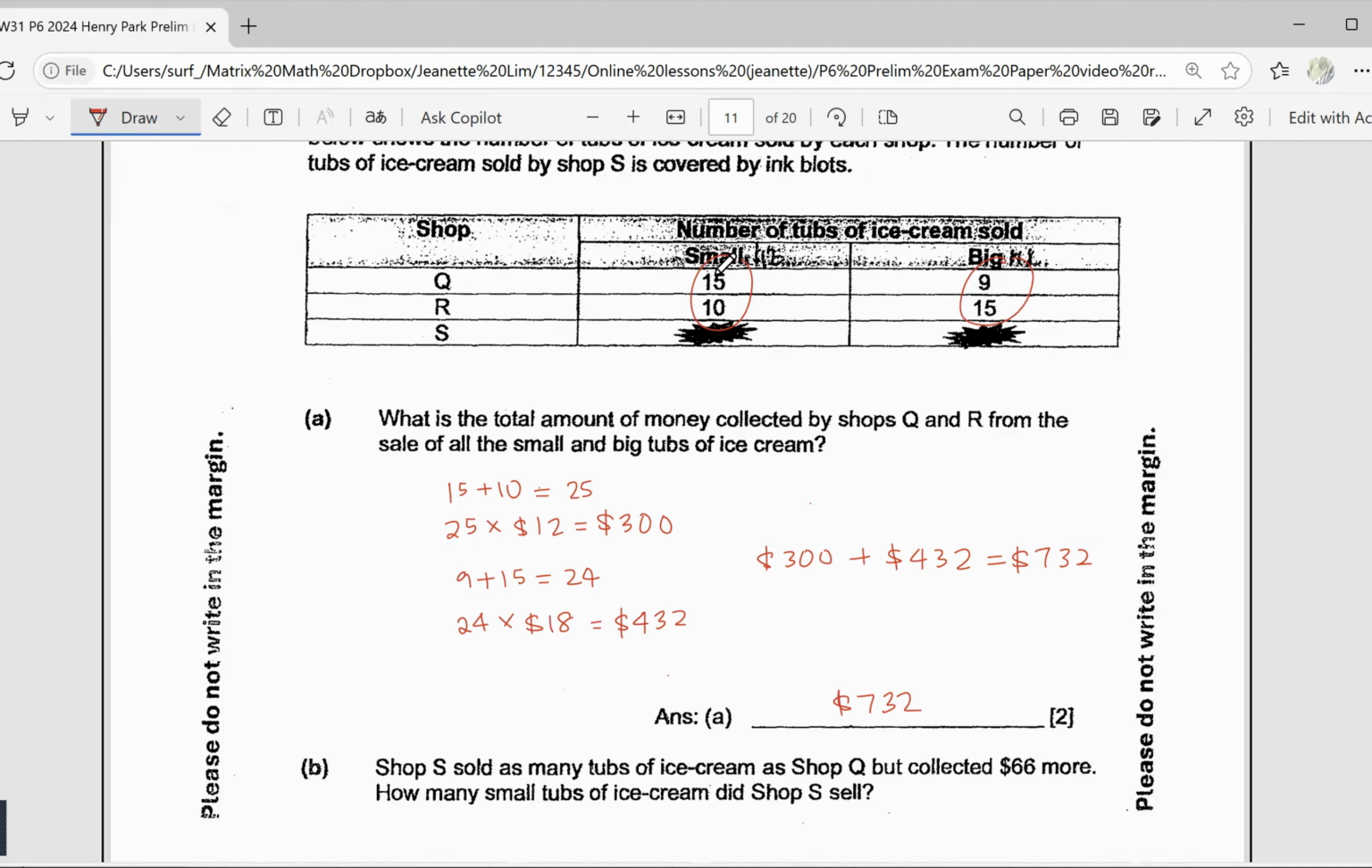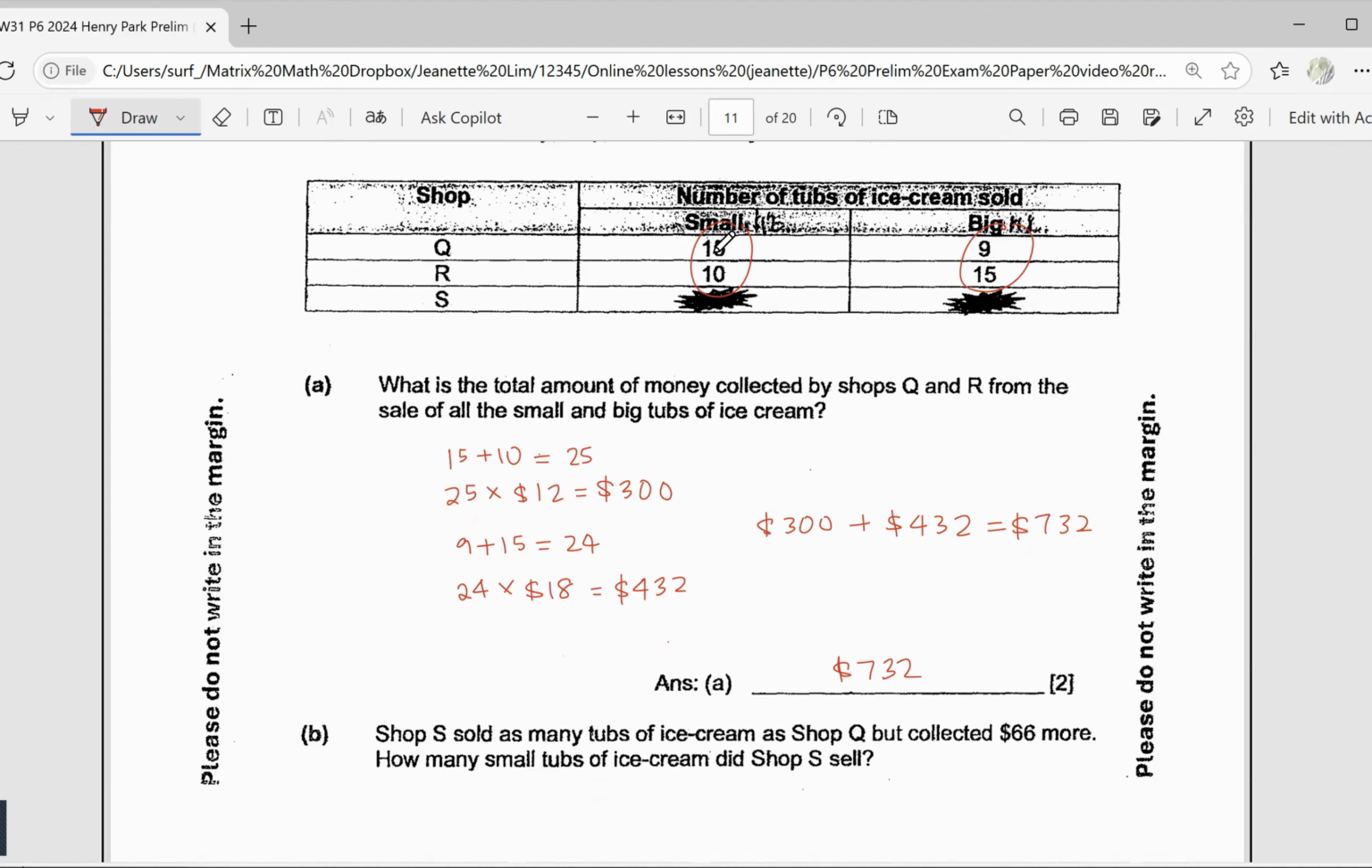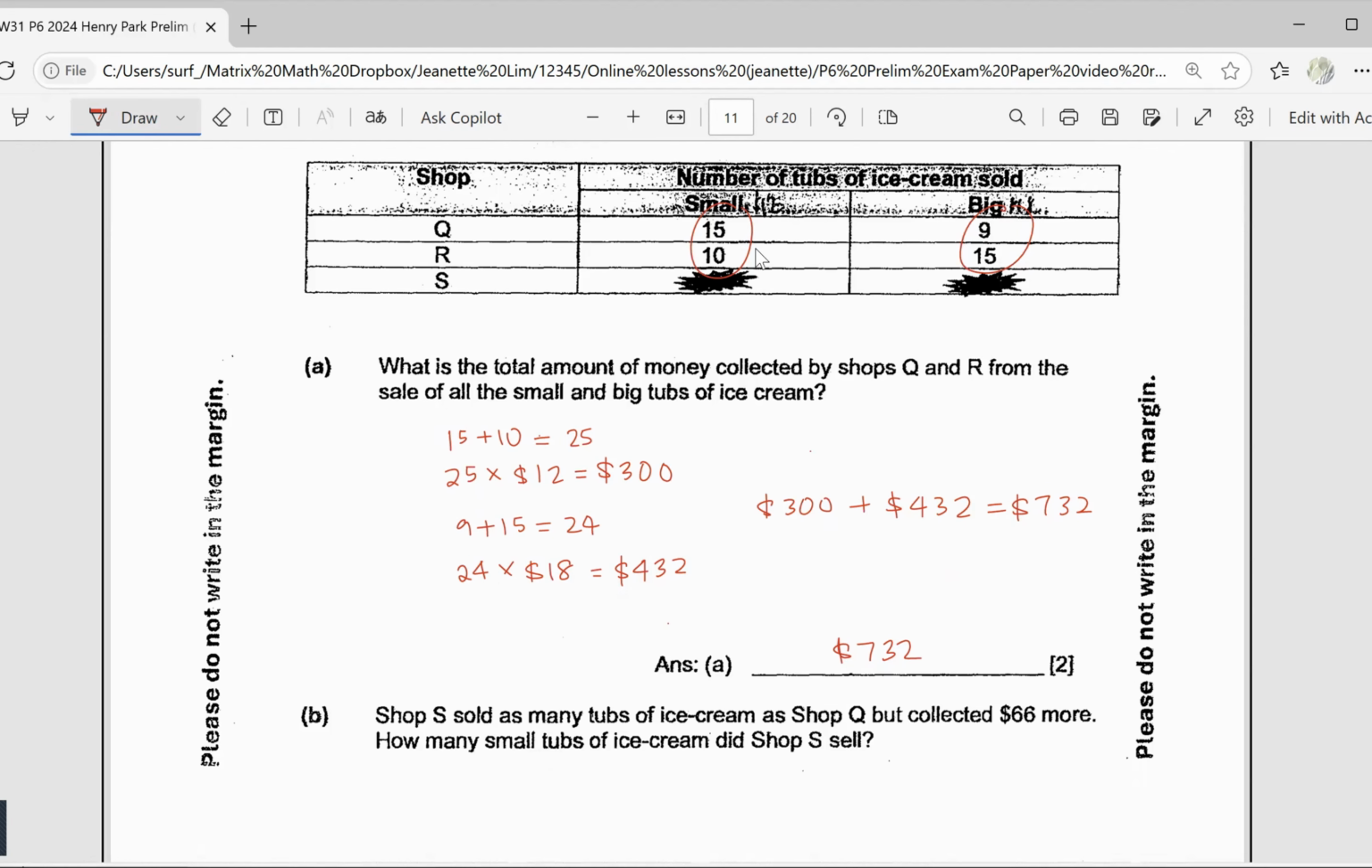So I'm going to start with 15 small and 9 big. And we are going to swap every small for every big. Okay, we're going to swap until the difference becomes 0. Now the difference is $66. So every small, so one exchange, one exchange. This is from one small to one big.